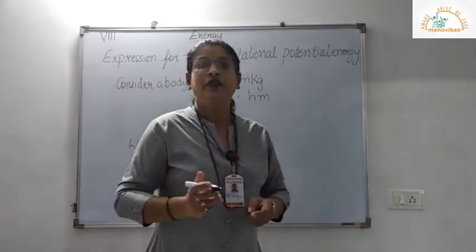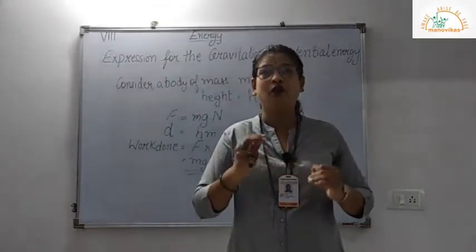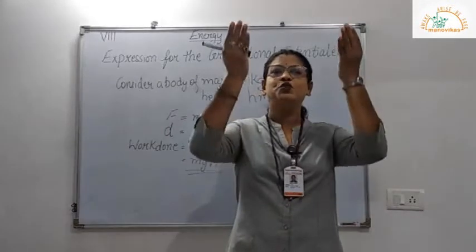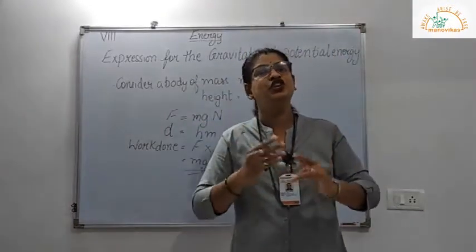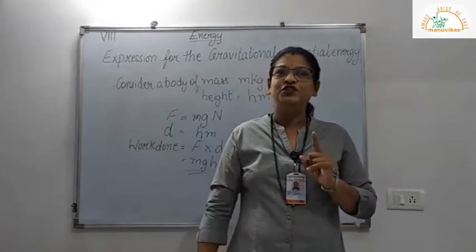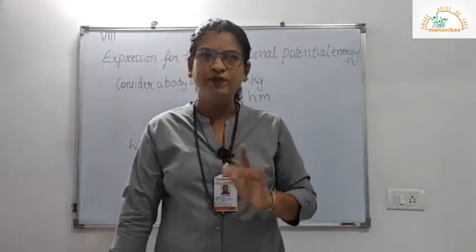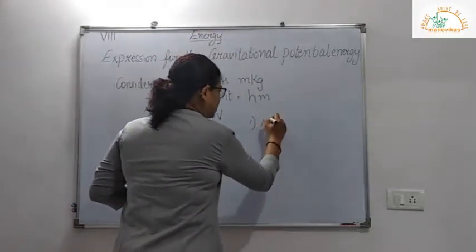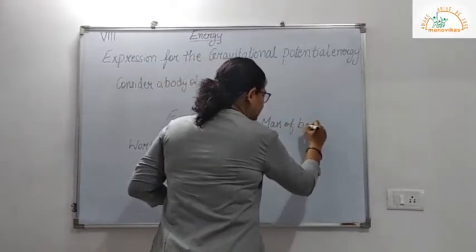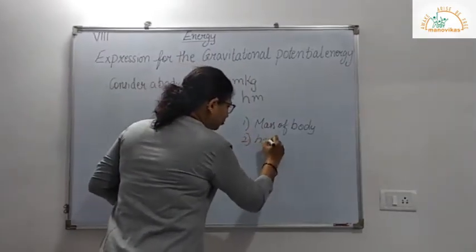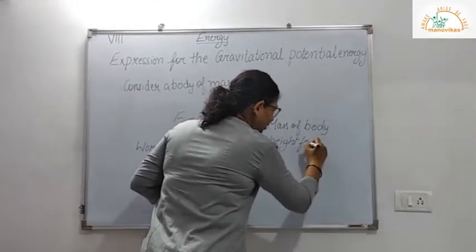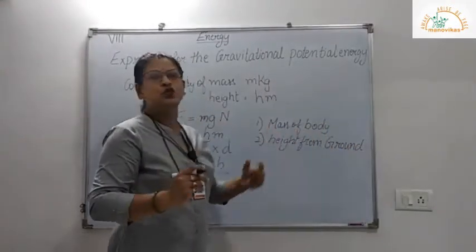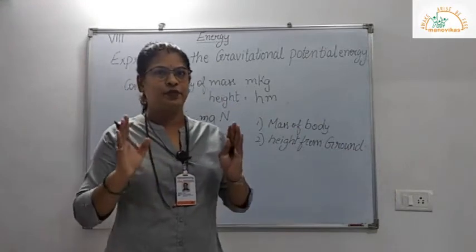Now we see the dependence of potential energy, which is, when an object is raised to a particular height, the potential energy depends on two factors. The first one is the mass of the body and the second is the height from the ground level. Now we see the first factor. The greater the mass of the body, the greater is the potential energy.